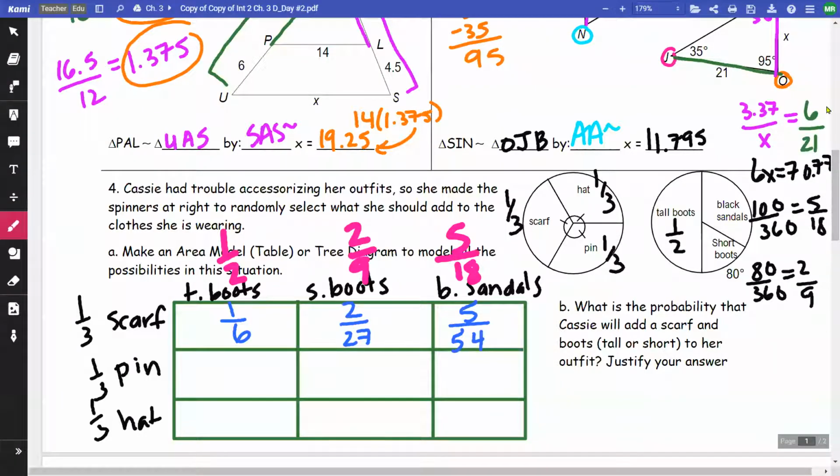So again, each of these rows has a 1/3 for the scarf, 1/3 for the pin, 1/3 for the hat. So when they multiply with my 1/2, these are going to both be a 1/6. When they multiply with the 2/9, these are both going to be 2/27, just like the top one. And when they multiply with a 5/18, it's going to be a 5/54.